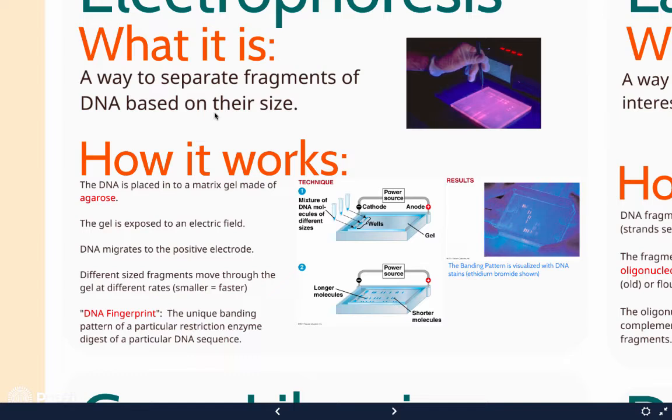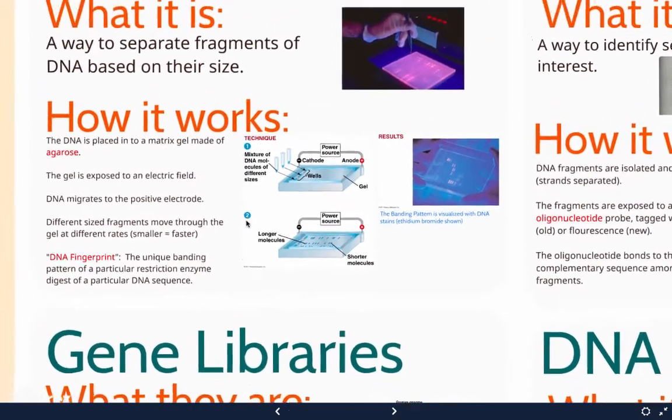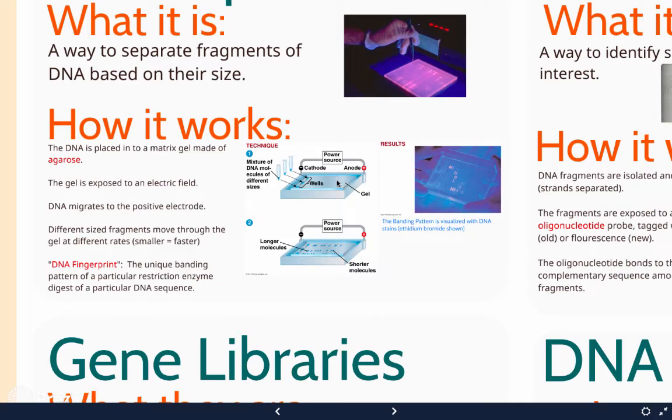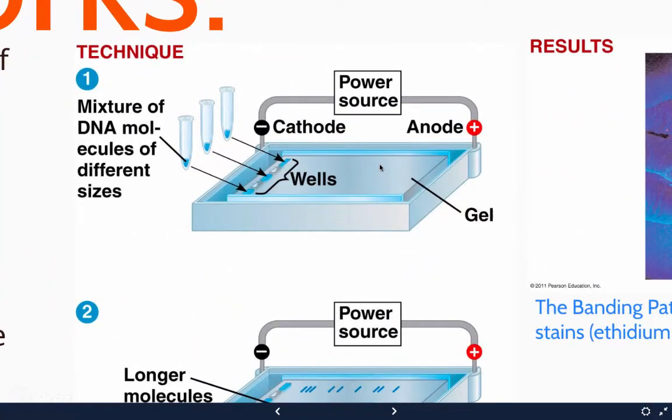Notice this, that we're going to separate the fragments based on their size. If we look at a gel, well, let's back up a step. What we do is we make a gel out of agar. It's basically jello. It's not very flavored. There's no sugar added, but it's basically jello.